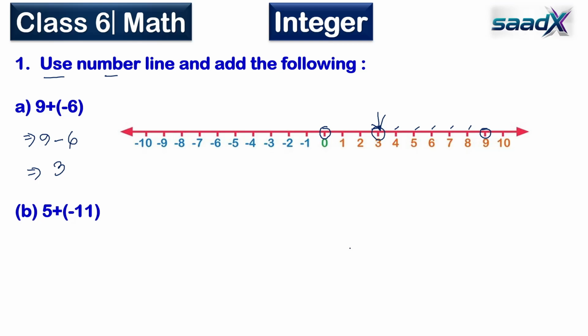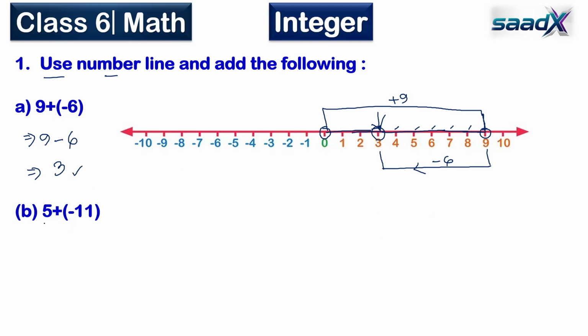Okay, it's a very simple thing. So first we have to mark from 9, and from here this one is like this, plus 9, and from here to here it's a what? Minus 6. Okay, and our answer is 3.